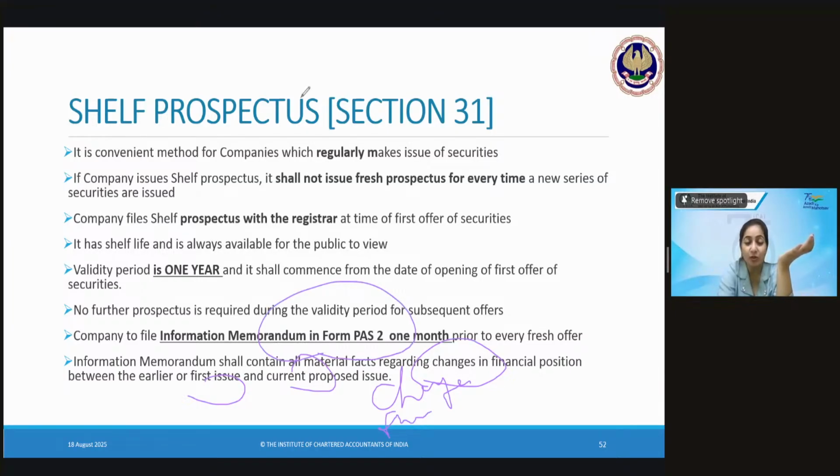किस फॉर्म में होता है इंफॉर्मेशन मेमोरेंडम? दिखाया भी था मैंने आपको पिछली क्लास में, याद है? हमने फॉर्म्स भी देखे थे. Yes, very good. Changes in the financial position, Kuldeep Nagar, absolutely. Shelf prospectus is valid for 1 year. Information memorandum has to be issued 1 month prior to every fresh issue, and it has to be in form number PAS 2.